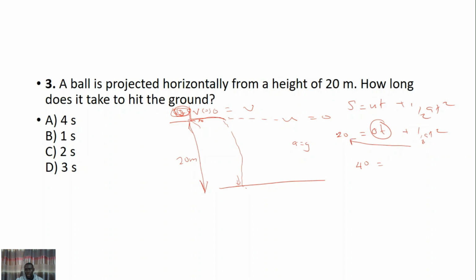These two come to multiply this, half times 10 times t squared, right? Sorry, this one is gone already. So 1 times 10 times t squared. So t squared will be equals to 40 divided by 10, right? And t will be equals to root of 4, which is equals to 2. Okay, so the correct answer is 2.